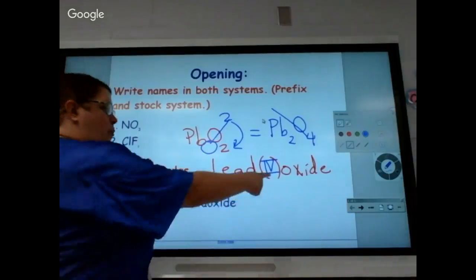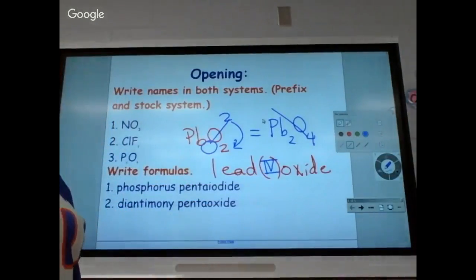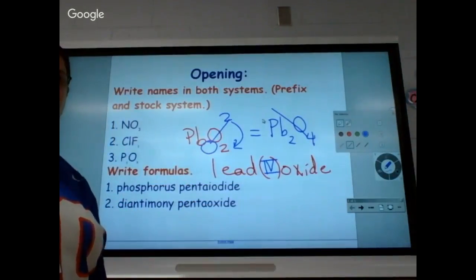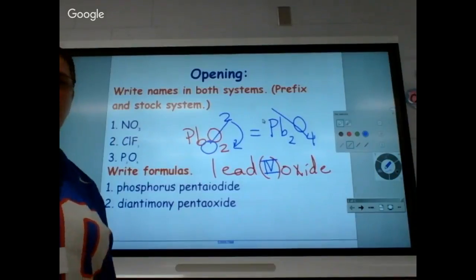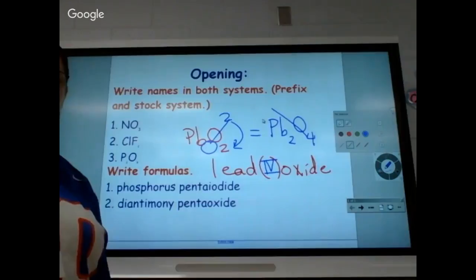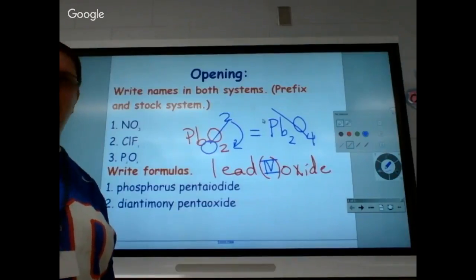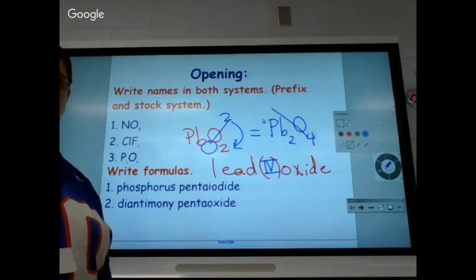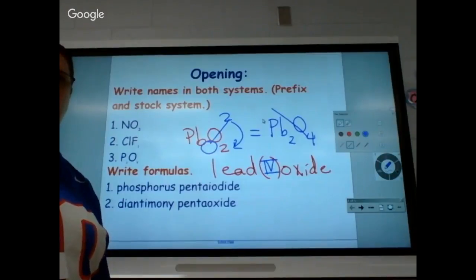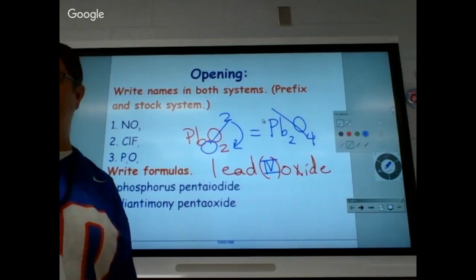Okay? That's the whole point of that Roman number, because you have to tell me which one, or I have to tell you which one. Whichever one of us is writing the name, we have to tell each other which one to use. Okay? So any of those elements that you look, that you say, oh, it's got multiple positives, we have to write a Roman number for each other to know which one to use. Okay? That's the reason for it in the system of naming. Does that make sense? Okay.